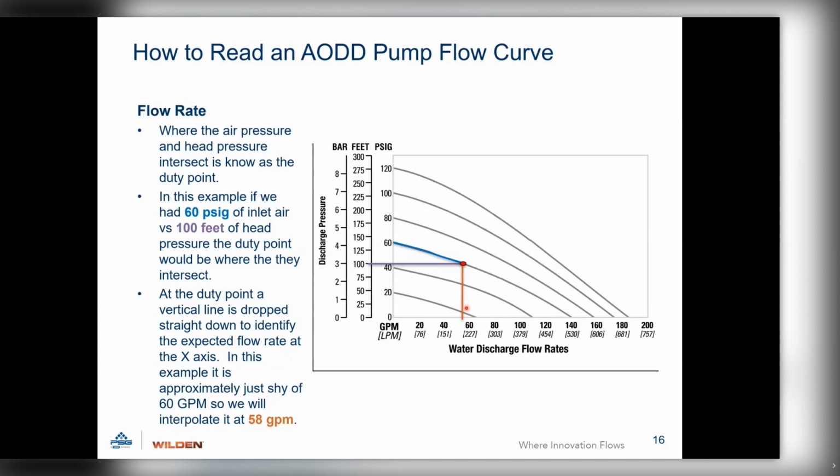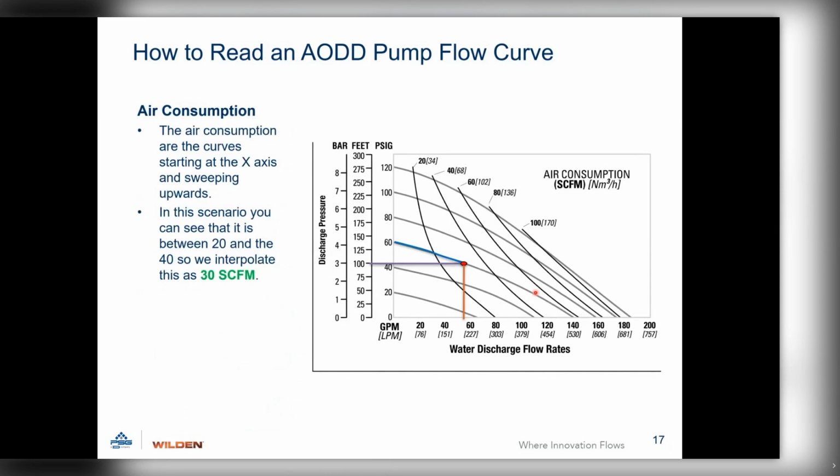So this is where the SCFM comes into play. Now that you know your expected flow rate, your inlet air pressure, and your head pressure, now we need to determine what is going to be our SCFM, or our air usage. So you'll see here in this curve, it's right in between the 20 and the 40. So we would draw an imaginary line and interpolate that it's going to be 30 SCFM of air usage. So you can see there's endless possibilities, and all the bars that we put on there are just going to be there to help you and assist you to estimate your data point.